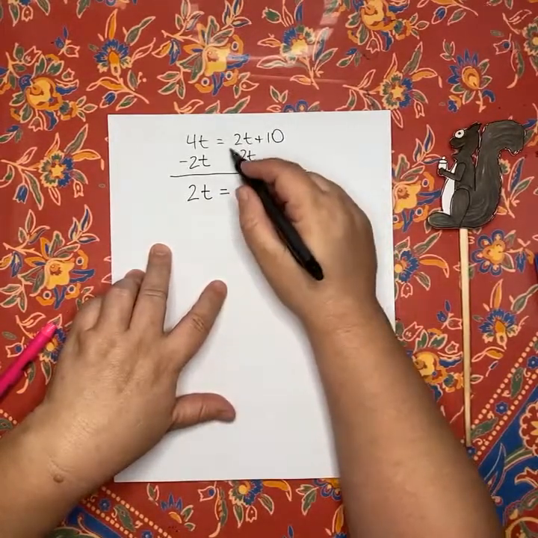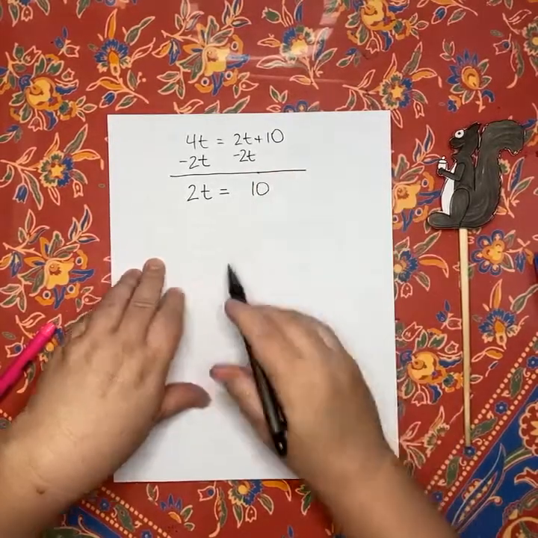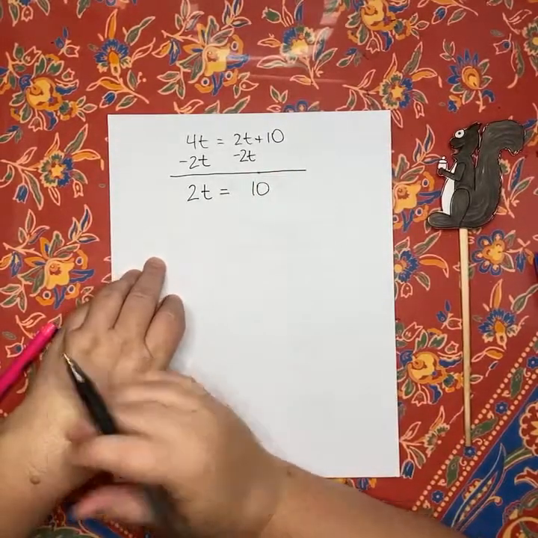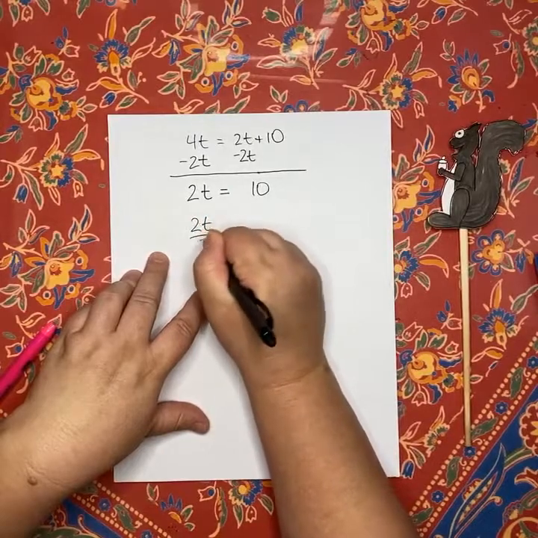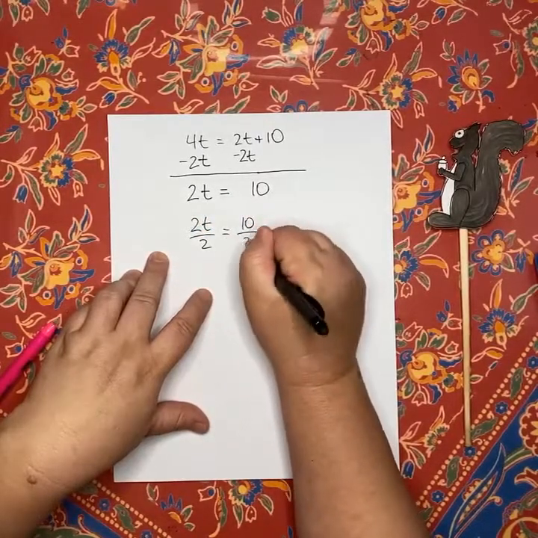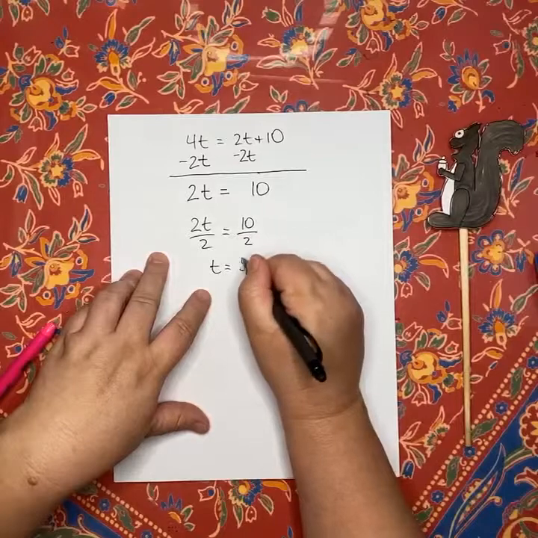Okay, so I subtract the 2t, so I get just 10 over here. Now what am I going to do to both sides? You got it. Divide by 2. Hopefully this solving equation stuff is getting more second nature for you.